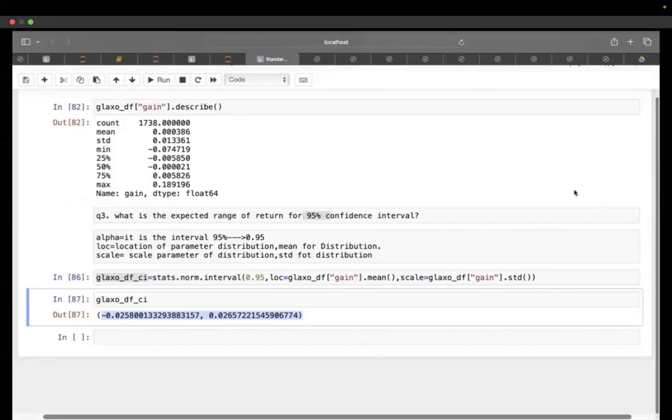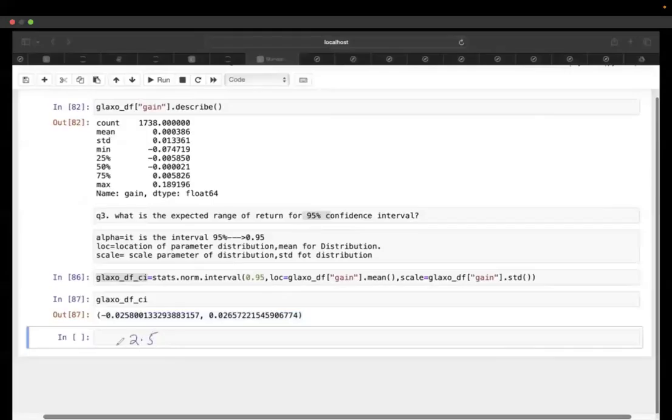Okay, what happened, guys? So can we say the mean of Glaxo gain is between with 95% confidence? Correct. We can say that. Okay. That is very good question. Now let me tell you, this is 0.025. Can I write this as 2.5% in the minus direction? And can I say that it is 2.6% in the positive direction? Okay. Just keep this intact.